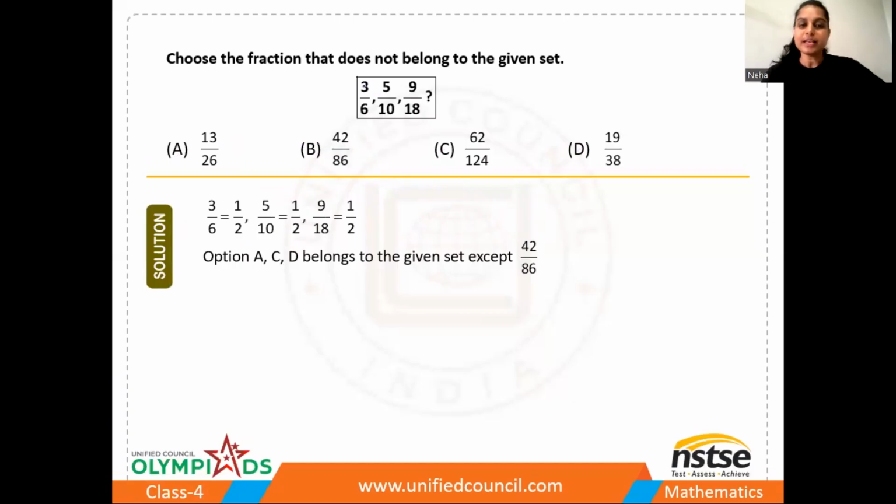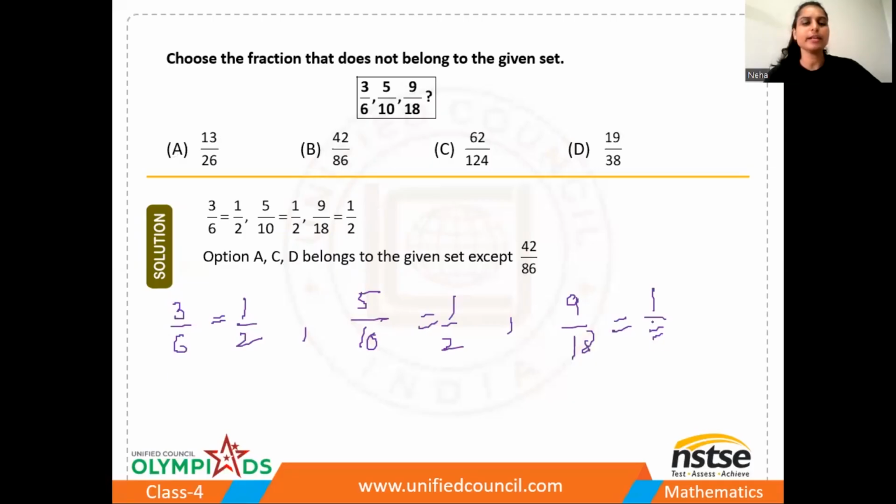So we just have to go with the options. 3 by 6, if I simplify, is 1 by 2, right? And 5 by 10 is equal to 1 by 2, and 9 by 18 is equal to 1 by 2. So now what can I do, my dear student?